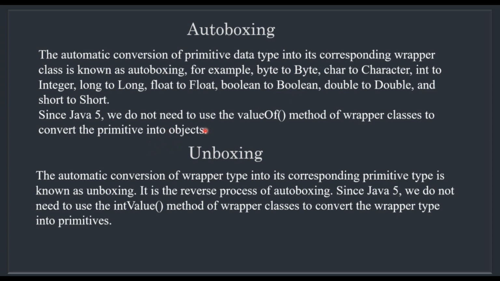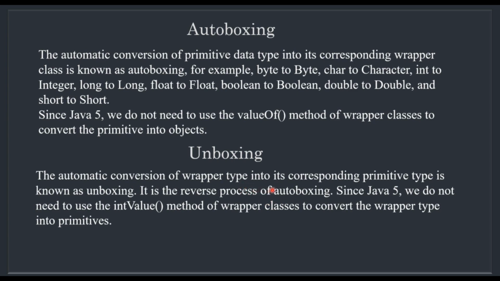Before Java 5, we used the valueOf method for converting a primitive into an object. But after Java 5, we are automatically converting a primitive data type into an object. That is what we call autoboxing. Unboxing is the reverse process of autoboxing.